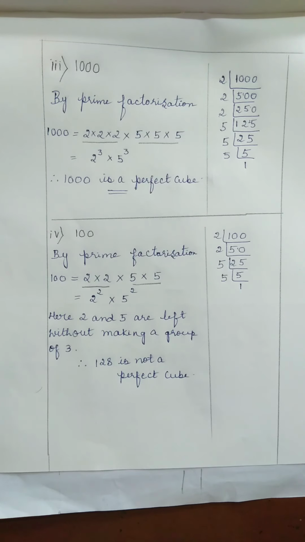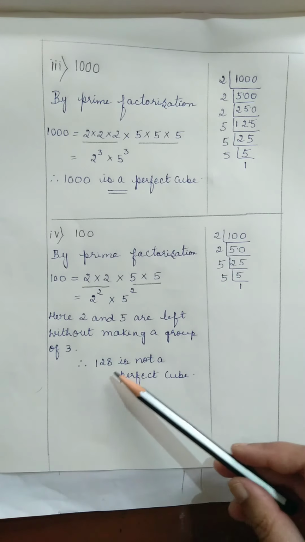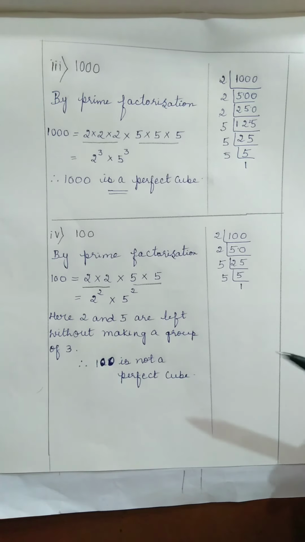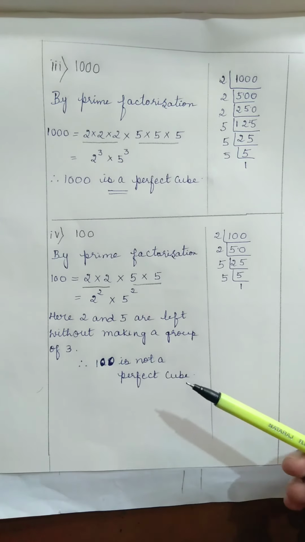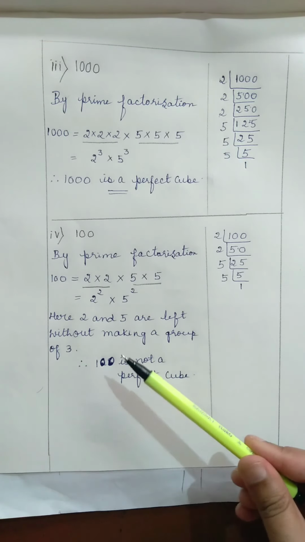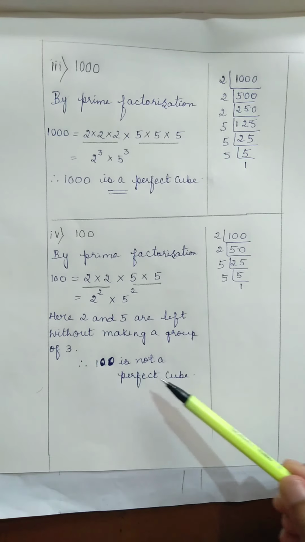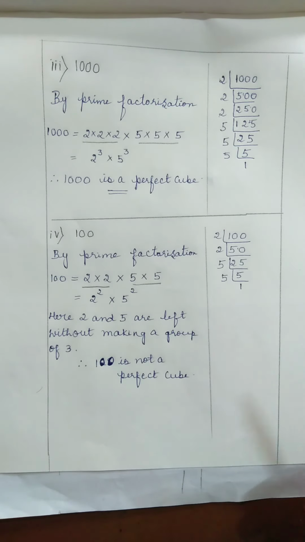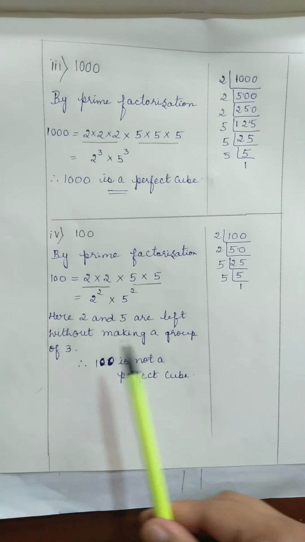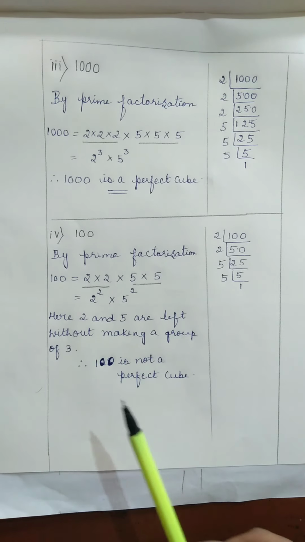So children, here 2 and 5 are left without making a group of 3 and hence 100 is not a perfect cube. Therefore, children, 100 is not a perfect cube, but 100 is a perfect square. So it is not a perfect cube because 2 and 5 are left without making a group of 3.